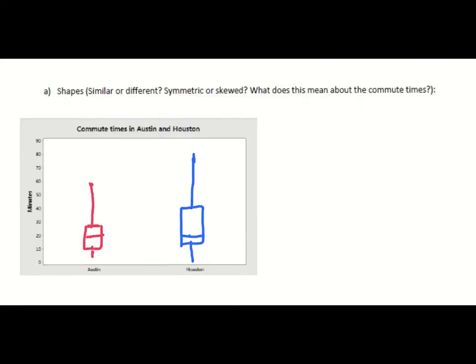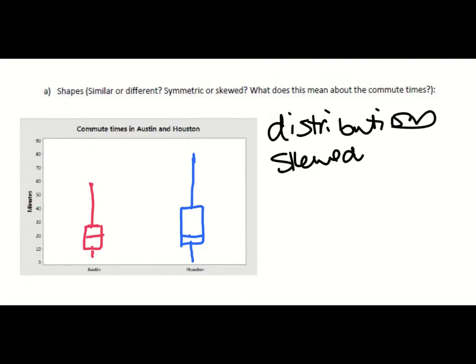Okay, on A, they asked for the shape, was it similar or different, symmetric or skewed, and what does this mean about the commute times? Okay, so the distribution of the commute times are both skewed to the right. So picture kind of turning the graph, if you will, to your right. So your distributions were basically both skewed right.